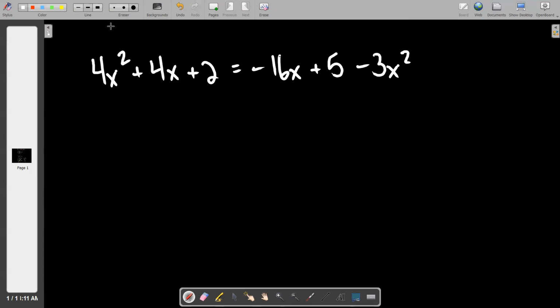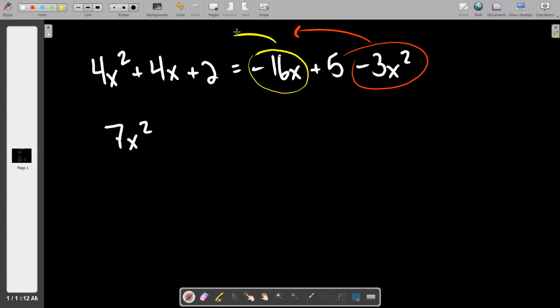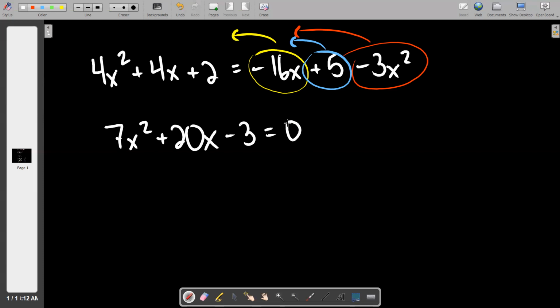So I'm pulling the minus 3x squared across to the left by adding him, creating how many x squareds? Nice job. And then I also have to pull my minus 16x across by adding him. How many will I have? Plus 20x. And then finally, I will be pulling my plus 5 across by doing minus 5. And what will I have? Minus 3. And I have now all the prep work done. It's time to do the thing.